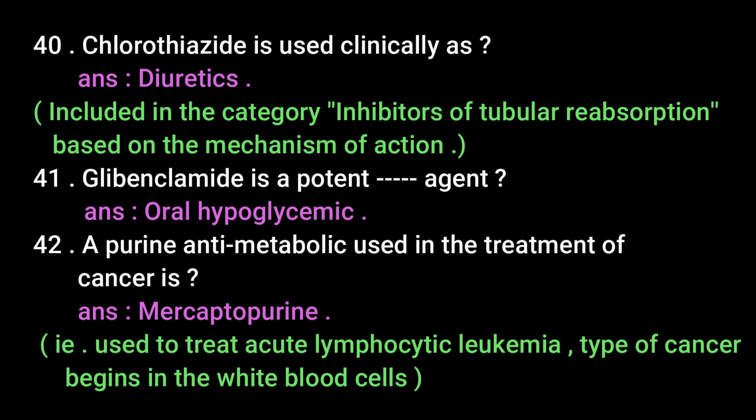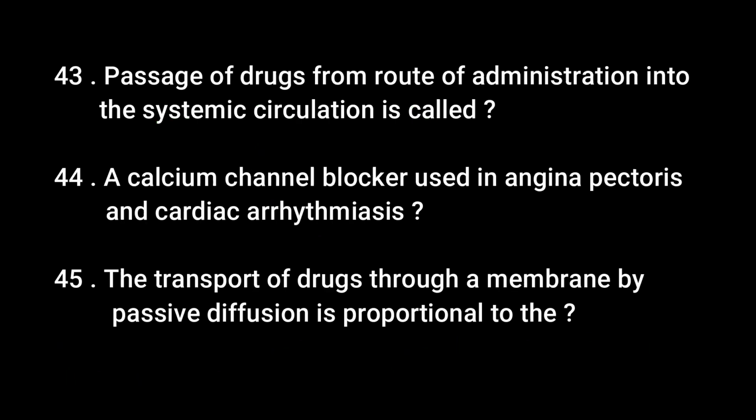Next question, chlorothiazide is used clinically as a diuretic. Based on the mechanism of action, thiazides are included in the inhibitors of tubular reabsorption category in the classification of diuretics. 41. Glibenclamide is a potent oral hypoglycemic agent. 42. A purine antimetabolite used in the treatment of cancer is mercaptopurine. That is, mercaptopurine is used in the treatment of acute lymphocytic leukemia, which is a type of cancer that begins in the white blood cells.